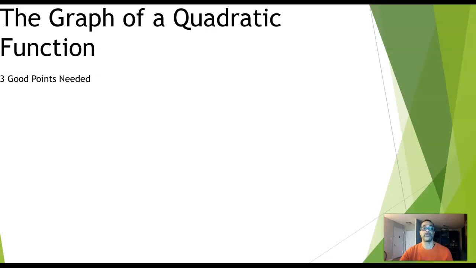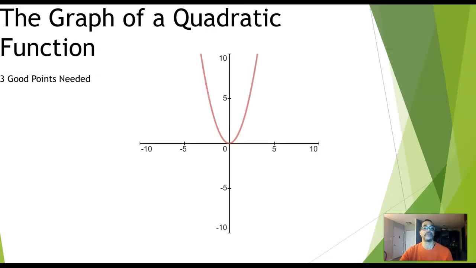To graph it, we need 3 good points to get a sketch. I'm not expecting 100% accuracy, but a good sketch of it. So first of all, the quadratic function y is equal to x squared. This is the parent function with nothing added to or subtracted from the function itself. It is the most basic form of it.